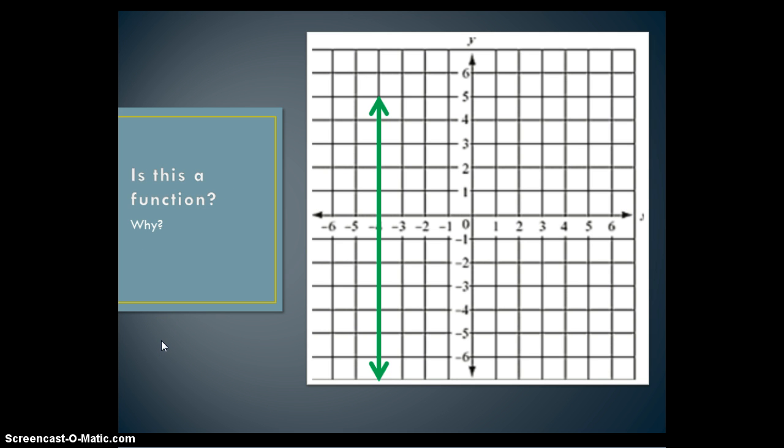But is this a function? Why? No, it is not a function. Why is it not a function? Well, we'll clearly see that at -4, when I plug in -4 for x, I can get out more than one output. If I plug in -4, I may get out 3. But if I plug in -4, I may get out 0. When I plug in -4, I may get out -5. There are more than one output for this input, and that means that it is not a function.